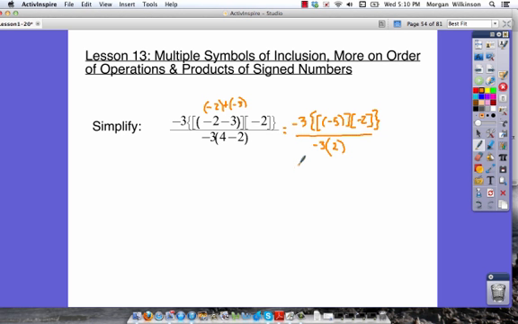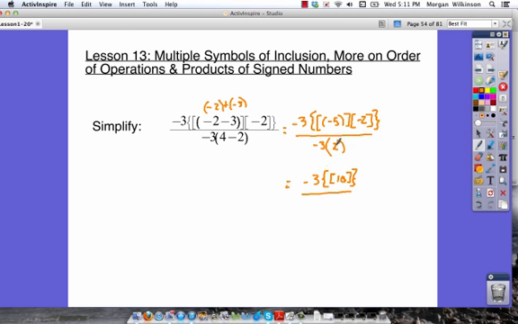Now, in our numerator, we want to make sure that we multiply whenever the symbols of inclusion touch. So we have -5 times -2. That's going to be our first step as we rewrite. So this is going to be equal to, we've got -3, then we've got our brace, and we've got our two brackets. And you can see within the brackets, -5 times -2, the opposite of a negative, that's a positive. So we're going to get a 10 and a closed brace. Now we don't need the double symbols of inclusion, but I put them there this time.